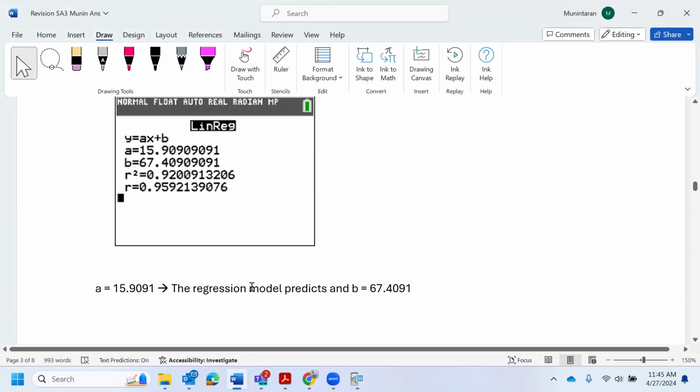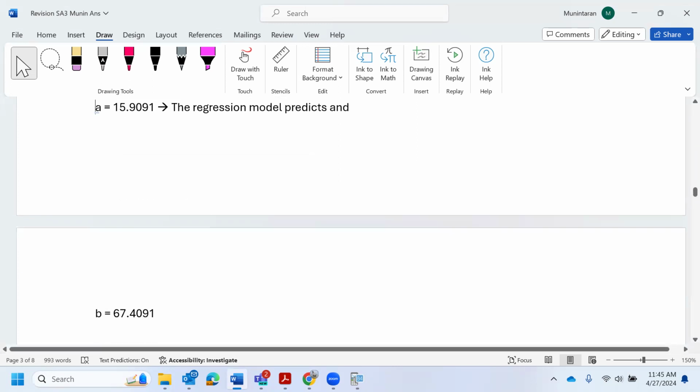So the A is 15.9091. I give it in 4 decimal places. It is about the slope. This is actually the slope. A is the gradient. So we are talking about the equation of the regression. The regression line or regression model predicts. B should be down. I think I have not finished answering this. Okay, let's do it together.